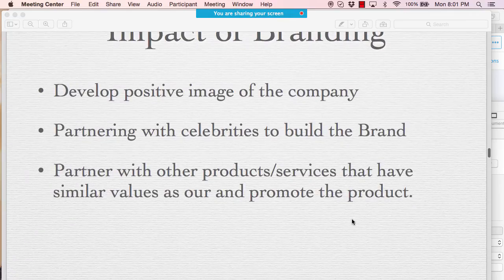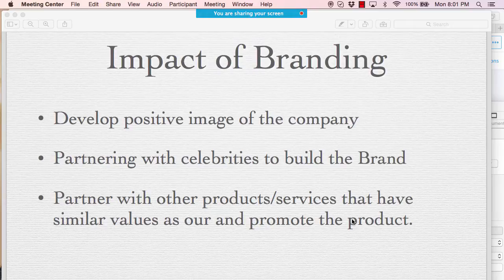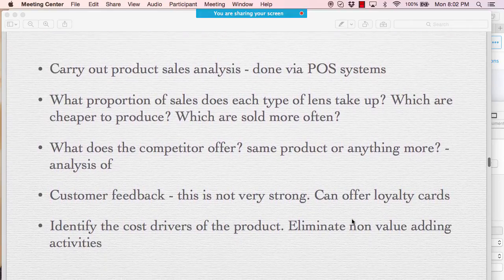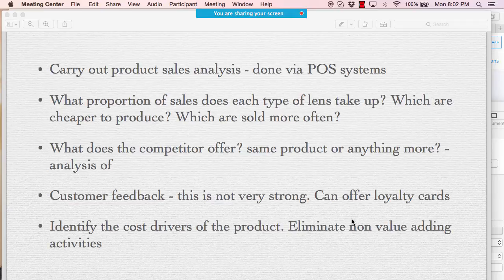Transportation plays a vital role. We looked at branding. We did questions where we said, when we are choosing partners, whether it is celebrities or others working with us, maybe co-branding or co-advertising with our product, we have to ensure their values are the same as ours, right? This is a very, very important aspect to consider. Production, supply, and distribution. How are we going to do that?